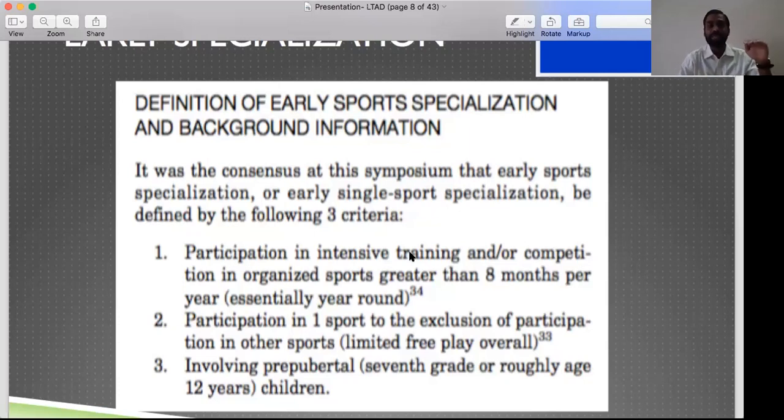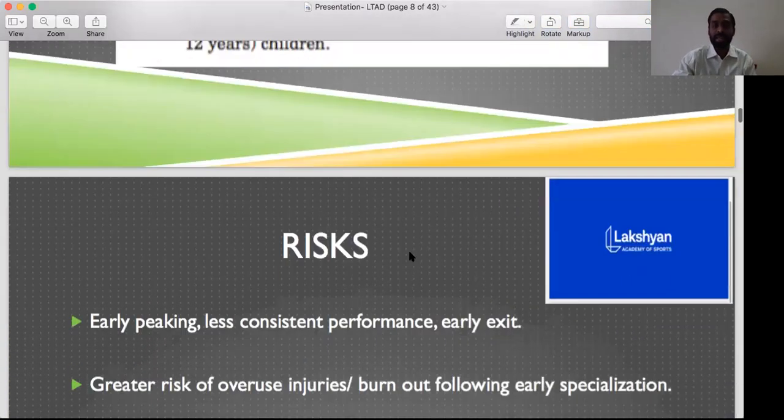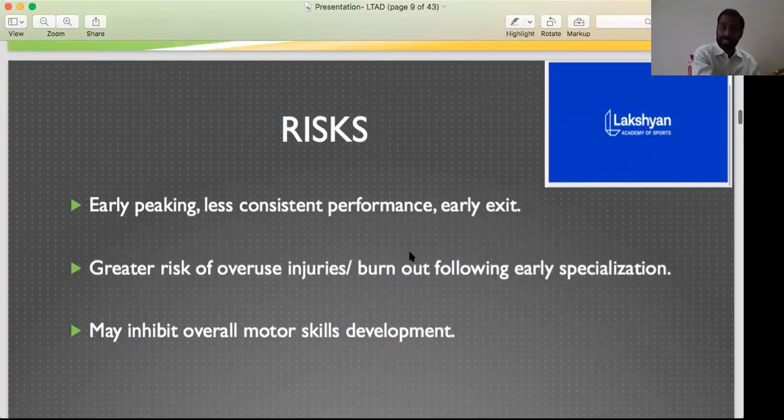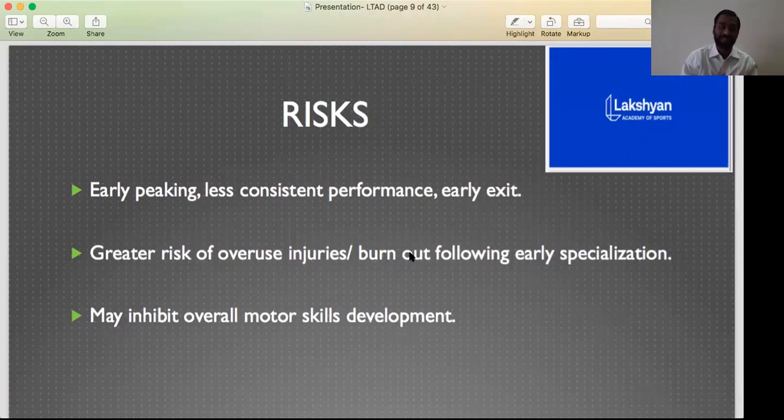So these 3 points were a very strong consensus statement given by the American Orthopedic and Sports Medicine Society for them to start understanding the nature of what early specialization means, right? Now, obviously there are a lot of advantages, but there was also some downside to it. So what were the risks involved?